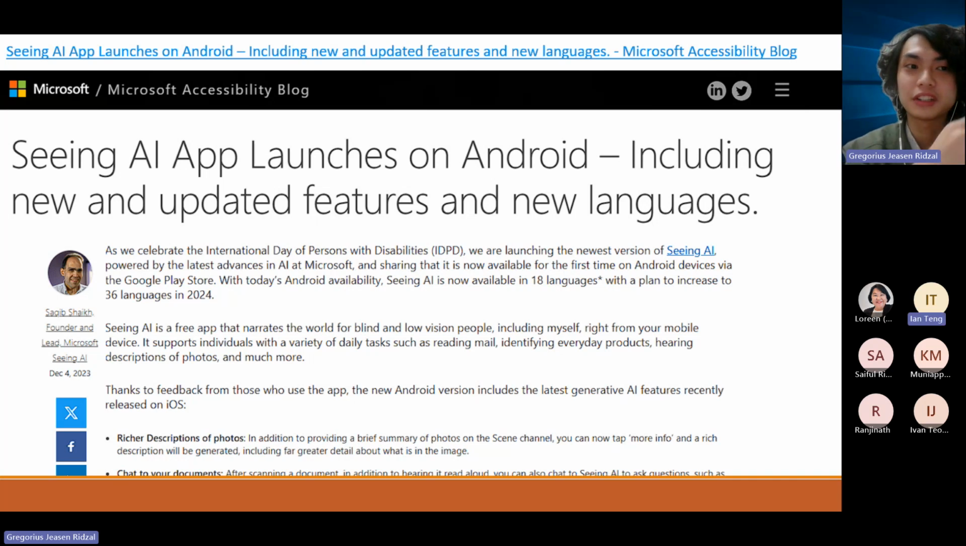It just launched on Android, actually. So in the past, it was more so used on iOS, if I'm not mistaken. Now it's updated to support 18 languages, and 36 in 2024, which is this year. This is from 2023. Of course, it's got plenty of capabilities, which we will be diving into.